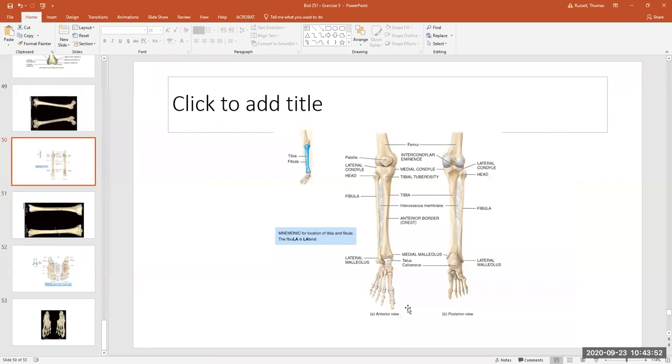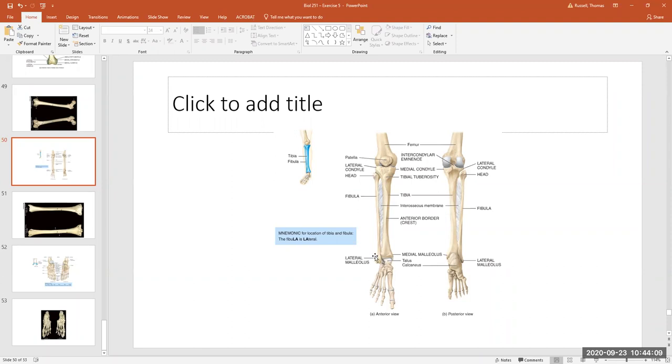I got to show you the fibula articulated. I don't have one separate. So the fibula is the bone that's on the lateral side of your lower leg. You have to know basically three things. The head of the fibula up here. You have to name it as the fibula.